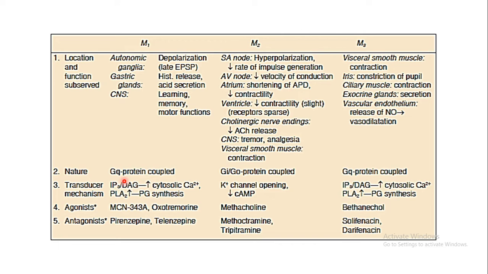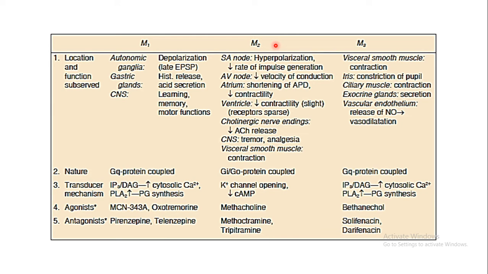Now coming to the nature, it involves a Gq protein. Okay, so there is a coupling protein, right? So it involves the Gq. There are so many, Gq, Gi, Go, and so on. Then the transducer mechanism, the pathway which is followed. It follows the IP3-DAG pathway, so it increases the cytosolic calcium ions. Apart from this, phospholipase A2 is also stimulated. As a result of this, PG synthesis is enhanced. Selective agonists include, this is the code given to this particular newly introduced agent, McN-A-343 or oxotremorine. These are the agonists, and antagonists include pirenzepine and telenzepine.